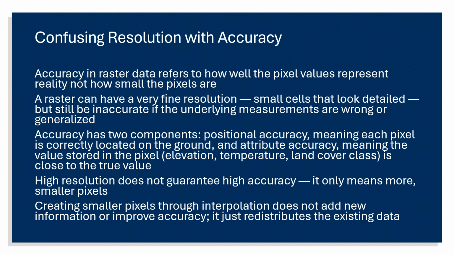Accuracy really has two components, positional and attribute. Positional accuracy is the first one we're going to talk about, meaning each pixel is correctly located on the ground. And then there's attribute accuracy, meaning that the value stored in the pixel, whether it's an elevation or a temperature or a land cover class, is really close to what the true value should be for that pixel. Higher resolution does not guarantee high accuracy. It only means smaller pixels. And creating smaller pixels through something like interpolation doesn't add information. It doesn't improve accuracy. It just redistributes the existing data in a different raster grid space.